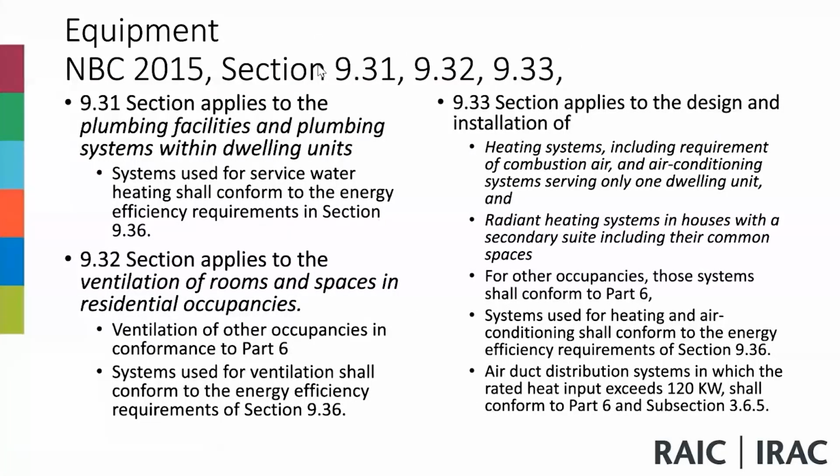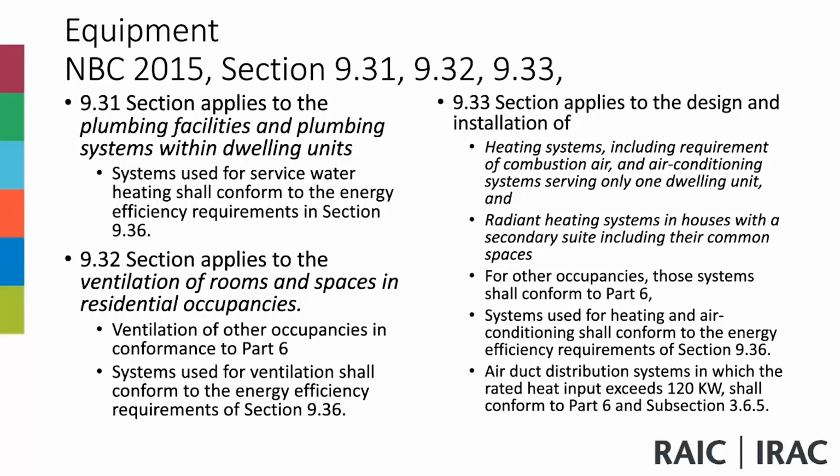So if we go 931, 932, 933, we see related to equipment, section 931 applies to the plumbing facilities and plumbing systems used within dwelling units. Systems used for service water heating shall conform to the energy efficiency requirements in section 9.36.